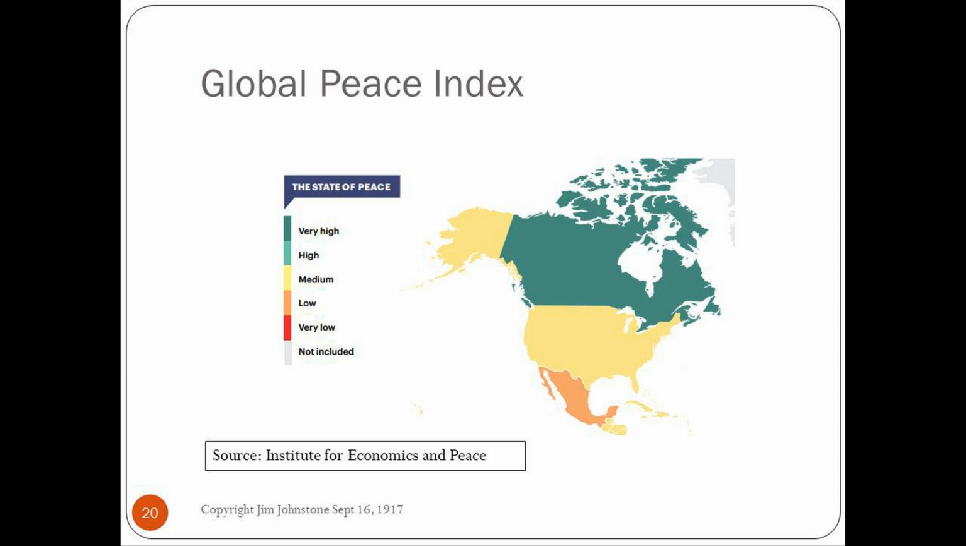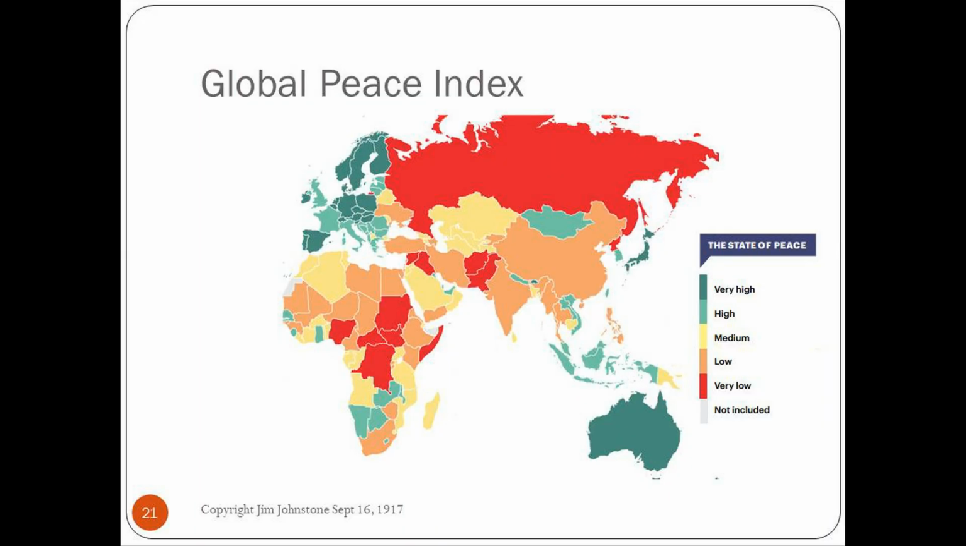And third, what is the degree of militarization? Now, the reason the United States shows up yellow is because we have a high degree of militarization and we're always involved in some kind of international conflict. So factors are both internal, such as the levels of violence and crime within the country, and external, such as military expenditures and wars.